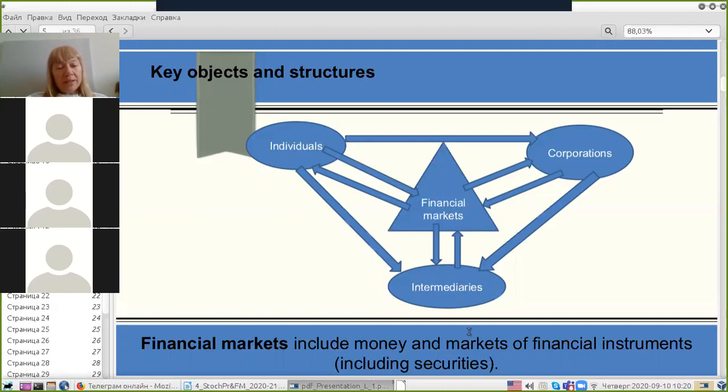So you see financial markets on this picture. Financial markets include money from individuals, from corporations, from intermediaries, and financial instruments, not only money, but financial instruments, including securities. What are securities? It is paper about financial obligations.